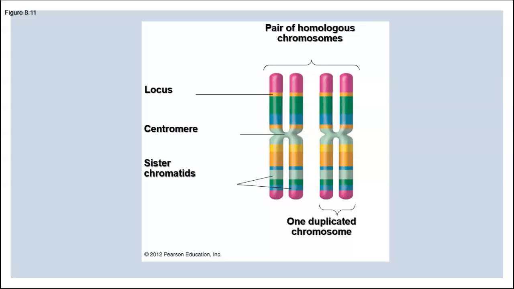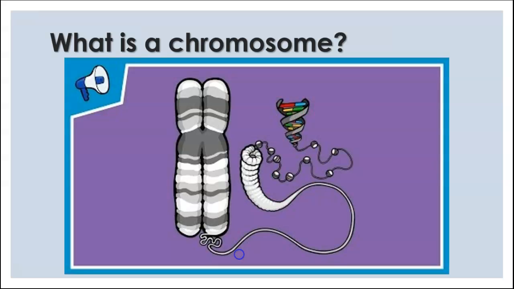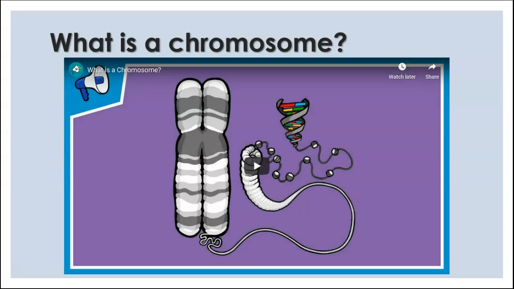Notice that we're indicating the two sister chromatids, and remember, as long as they're attached together at the centromere, we call it one chromosome, a duplicated chromosome, and only when they separate at the centromere do they become individual chromosomes. Little video here that's really good, does a nice job of explaining what a chromosome is, how it's constructed, and I think it's worth our while to watch this.